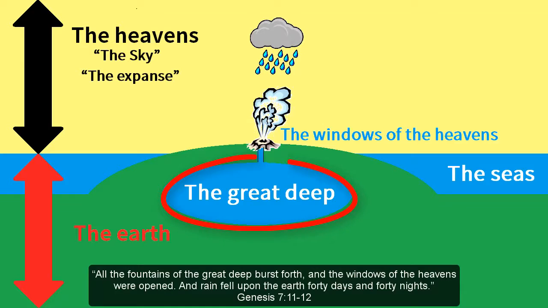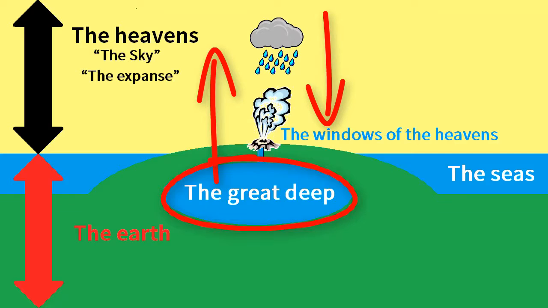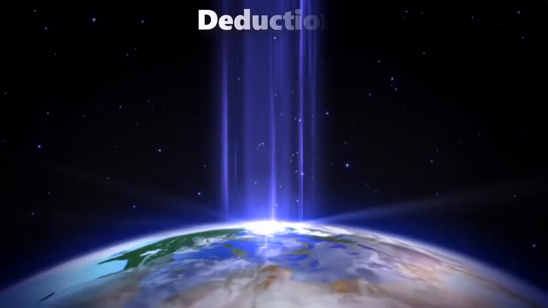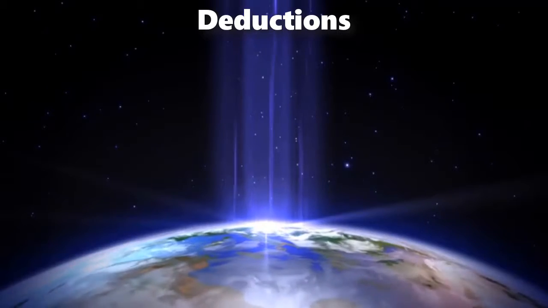All the fountains of the great deep burst forth, and the windows of the heavens were opened. And rain fell upon the earth 40 days and 40 nights. The parallelism of fountains of the great deep bursting forth with windows of the heavens opened depicts not holes in a solid dome letting the rain fall downwards, but cracks in the earth letting water burst upwards before falling back to earth. From these verses we can make 5 deductions.